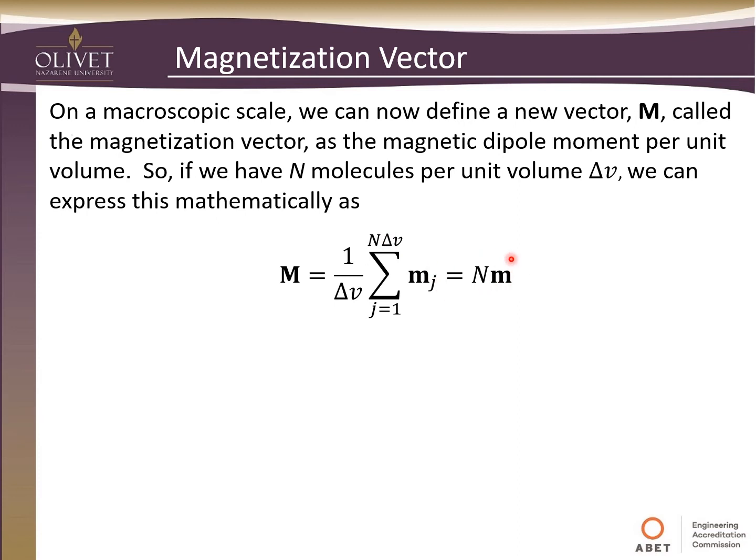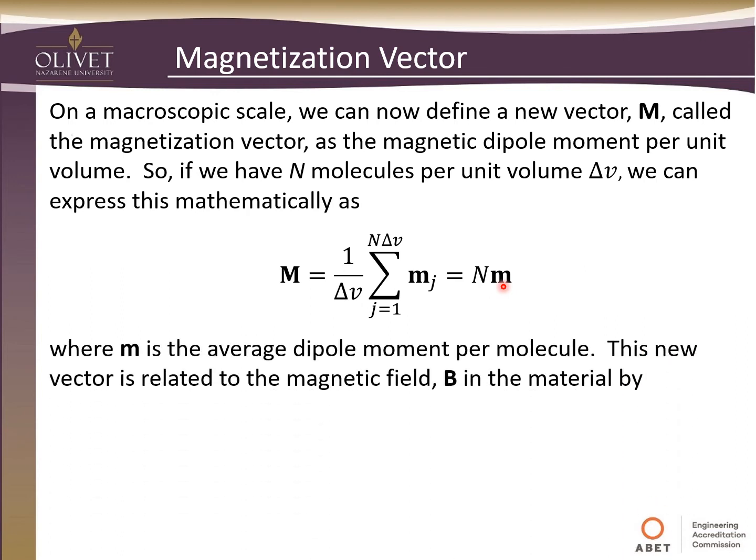So that basically just results in the number of molecules times the moments. And of course, this is a vector, so they can cancel each other out. There can be some cancellation if they're not lined up in the same direction, so just be aware of that. Again, where m is the average dipole moment per molecule. So this new vector is related then to our magnetic field, capital B, which really is our flux density in the material, by this equation here.